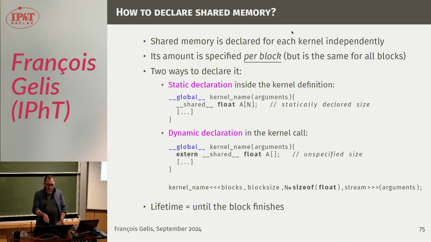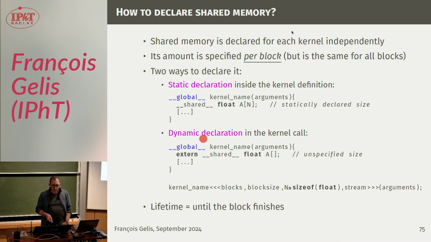I think the size of the array has to be known when you compile the code. It cannot be something dynamical that will arrive through the arguments of the kernel, for instance. So this is the static declaration. That's what you use if you know at the time of compilation how much shared memory you need.